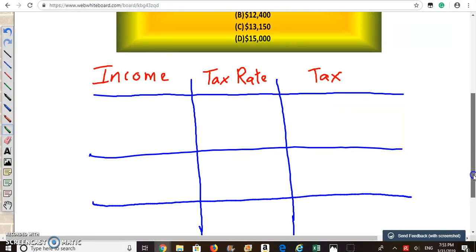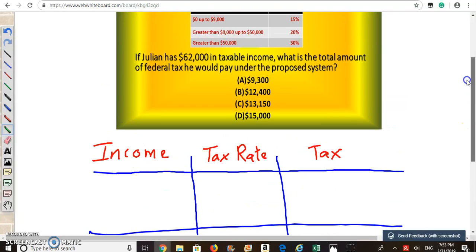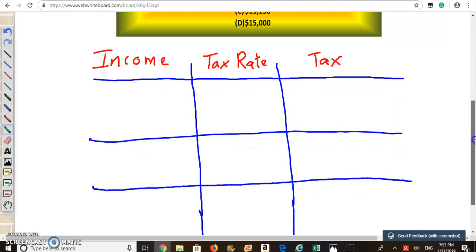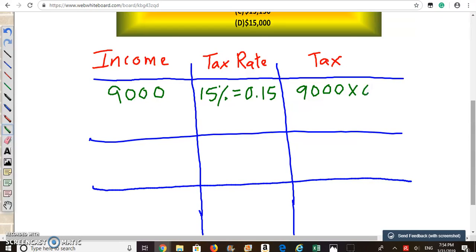So I made a table here. So we will just write down the income, the tax rate, and how much tax Julian is paying for each bracket. So the first we have is for $9,000, it is 15%. So let me write it down. So for $9,000, the tax rate is 15%. So 15% means 15 divided by 100. In decimal, we can write it as 0.15. So how much tax Julian will pay for the first bracket for the income of $9,000? It will be 9,000 times 0.15.